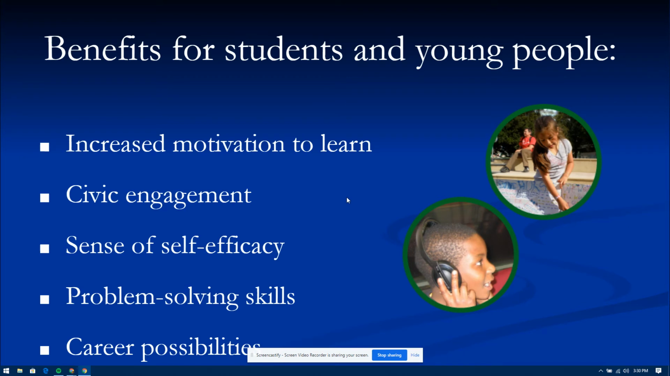The benefits are endless when it comes to service learning. We see an increased motivation to learn, a sense of civic engagement, self-efficacy, and problem-solving skills, as well as this kind of work leads to the real work that we do inside of science as future career possibilities.